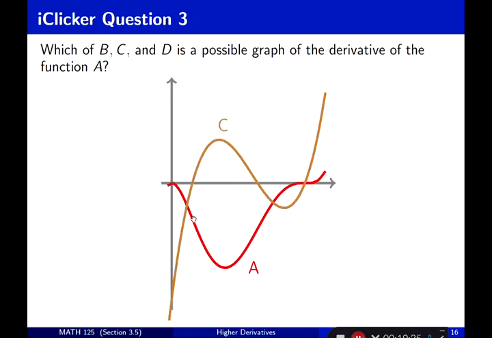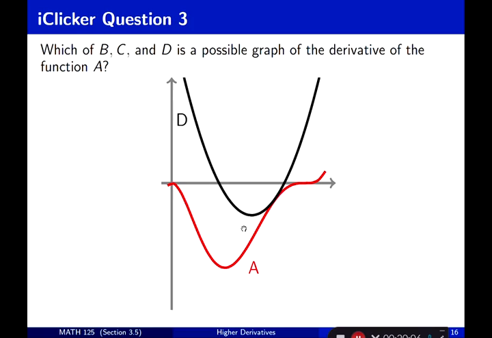So how about this one? C. C is increasing, and then it changes. Where A is decreasing does not match where C is negative. C stops being negative earlier than A, so that actually is out. Here D is positive when A is decreasing, so that does not work.